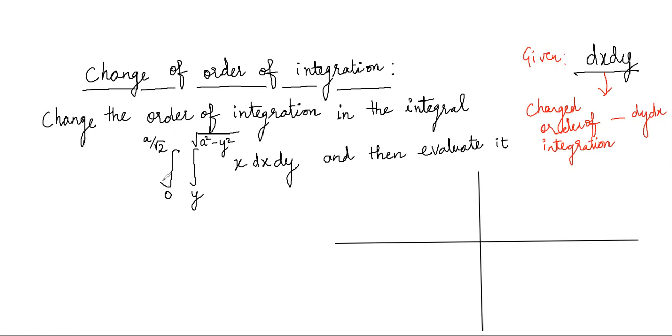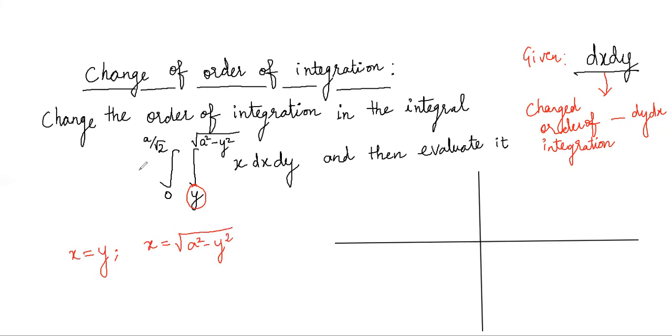Now, from the inner integral, we will get two curves. What are those two curves? The lower limit is y. We are doing this analysis so that we can draw those curves and identify the region of integration. Since it is a limit of x, from this y we get x equal to y. From the upper limit, we get x as square root a square minus y square.